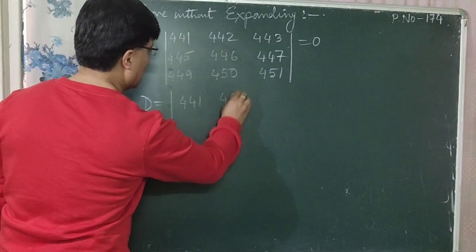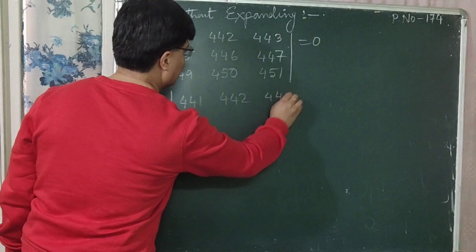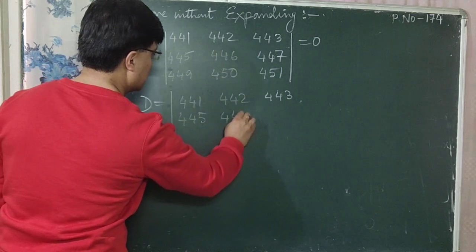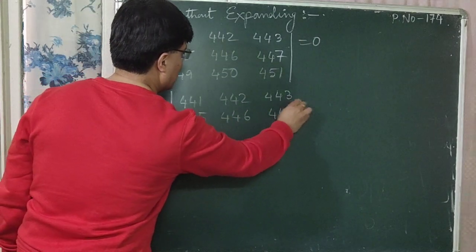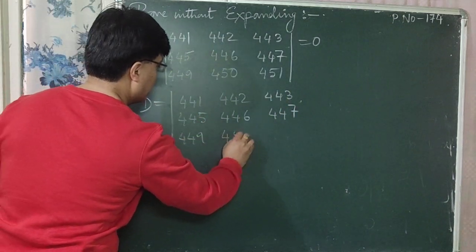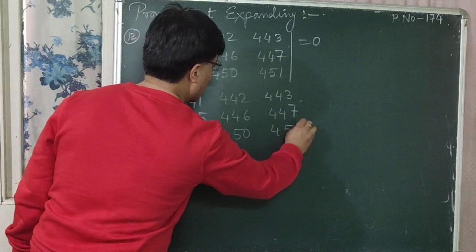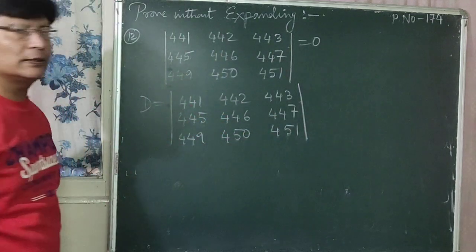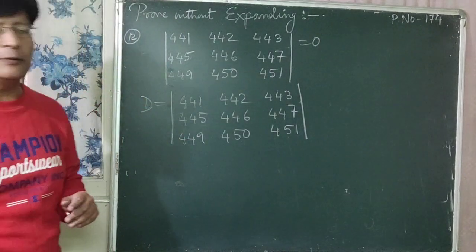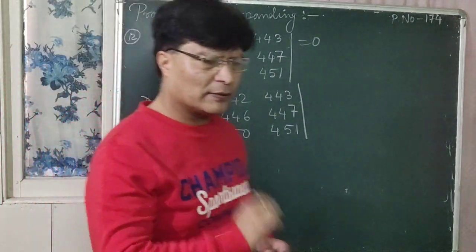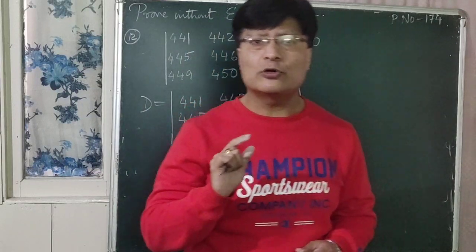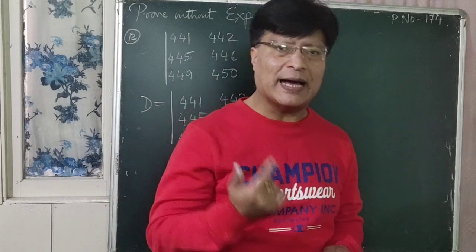So now we will do question number 12 from the book. Prove without expanding. I mean, we should not use any kind of expansion, with respect to the first row, second row, third row, first column, second column, or third column. So without expanding, you have to prove this determinant is equal to 0, right?